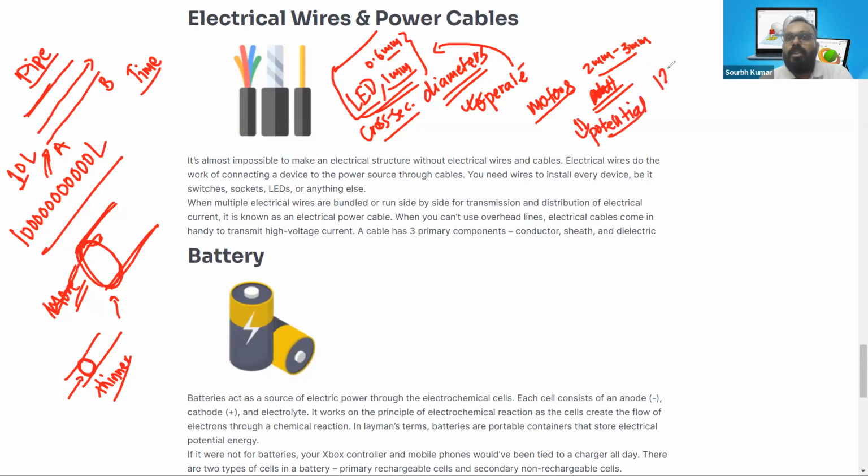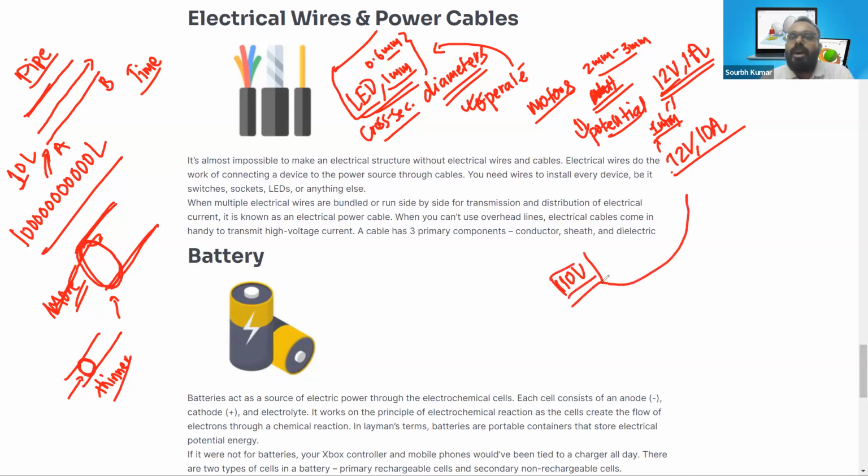Suppose we are dealing with 12 volt but only 1 ampere of current, then yes, a 1 mm diameter wire will work fine on that electrical circuit. But if we keep the voltage the same and increase the amount of current flowing through it, then we have to increase the diameter, as well as whenever we deal with higher values like 110 volt or something like that, we have to choose the wire diameter accordingly. And I will explain how to calculate the wire diameters and what specific wires we can use in our day-to-day robotics practical projects.